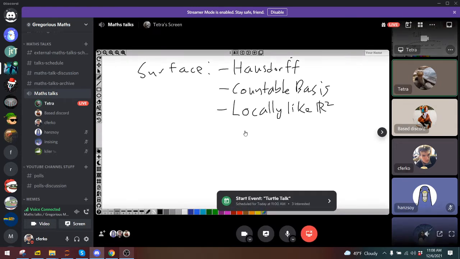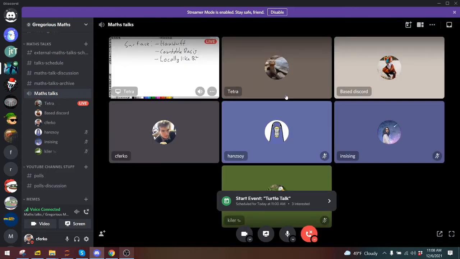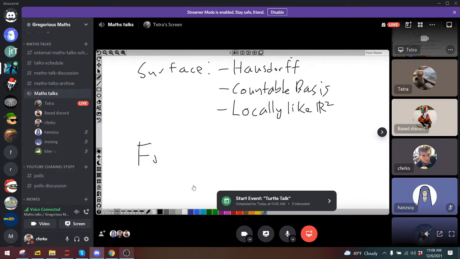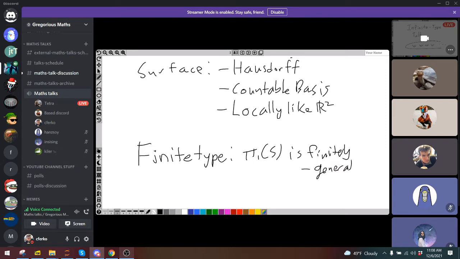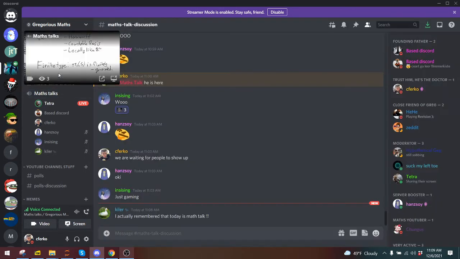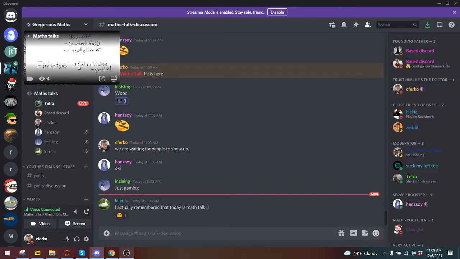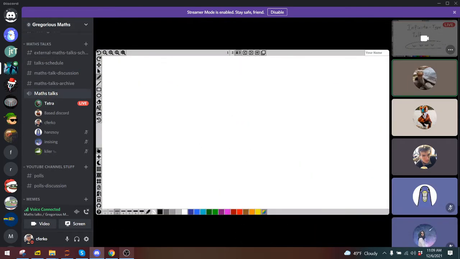So finite type will mean the fundamental group of the surface is finitely generated. And so we will say that the surface is infinite type if this does not hold. Okay, so let's talk about some examples.